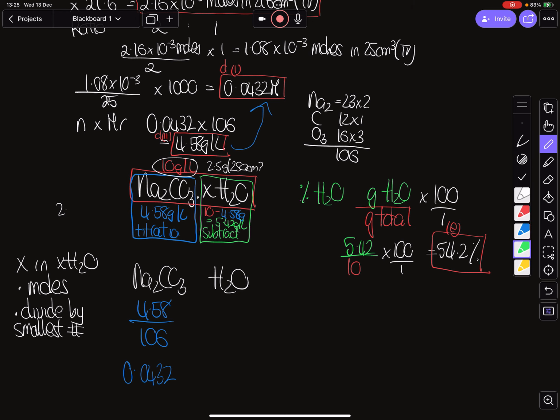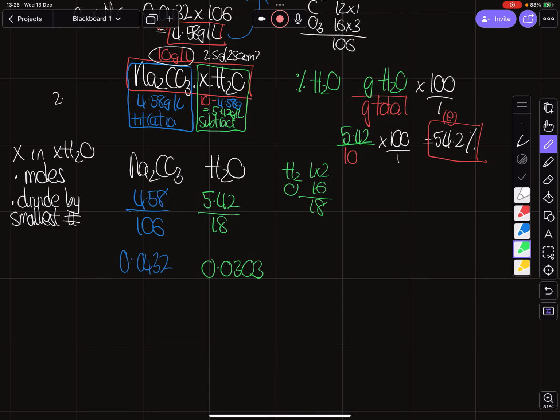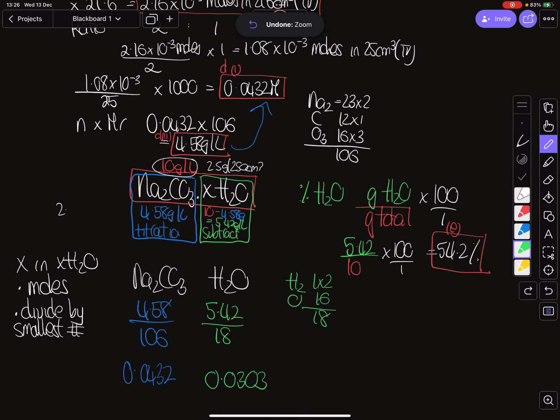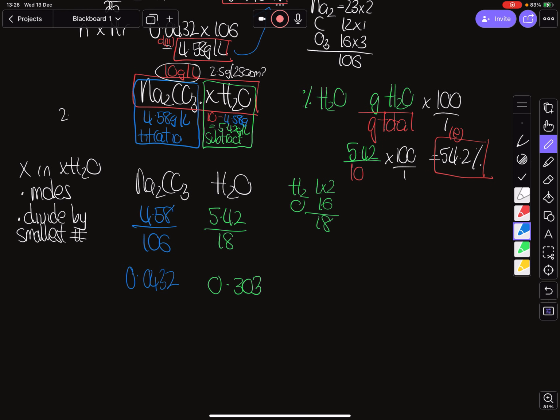In terms of our water then, we are going to be going 5.42. H2O is 1 by 2 plus 16, which is equal to 18. So that's going to be divided by 18. And when I do that, I'm going to get 0.303. So when I look at my two numbers, no, this one is wrong, apologies. It is 0.303. So when we look at these two numbers, this is the smallest number.